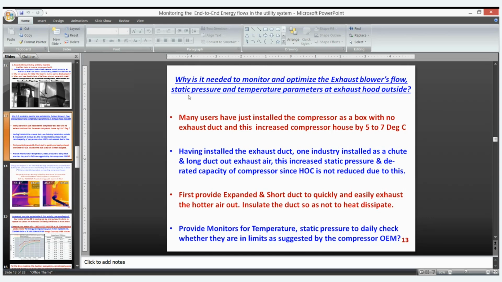Normally, to provide a temperature, static pressure at the delivery above 160 kilowatt machine, you can say 1000 CFM machines, these monitorings can definitely help you to know the post air cooler of the given compressor. Accordingly, you can plan to improve the efficiency of the total compressed air system as such.